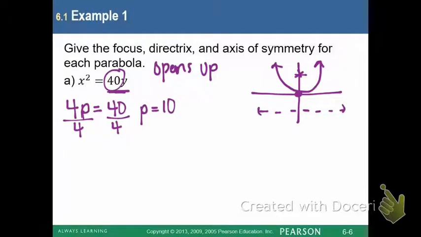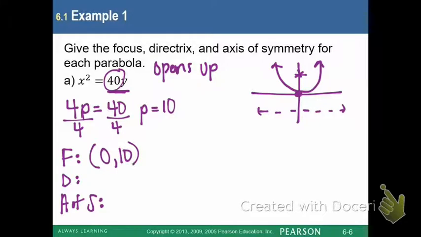When I'm naming these things, I need the focus, the directrix, and the axis of symmetry. Now it's easier to name them because I have my drawing, so I can see where my point and my line need to be. My focus is going to be going up 10 units from the vertex, so that's going to be at (0, 10). The directrix is going to be this dotted line down here, y equals negative 10. My axis of symmetry is the line that cuts through the parabola. In this case, it's the y-axis.